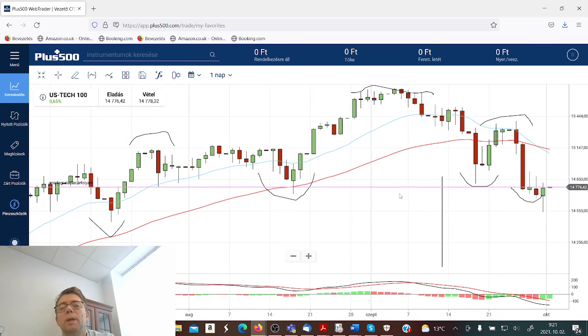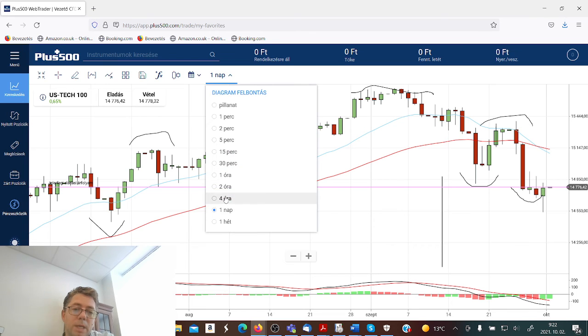This is not a very nice, clear-looking head and shoulders pattern, but it seems to be one, so we could have a price target at around 14,050, 14,060-ish levels. So we are still bearish. In fact, the 20-day EMA crossed the 50-day EMA. This is a bearish sign, suggesting that we will have more pull downs.